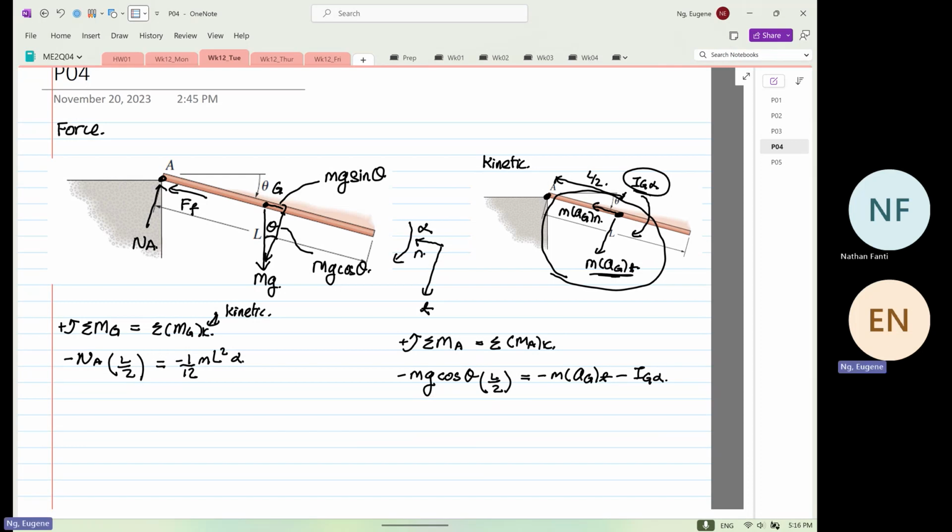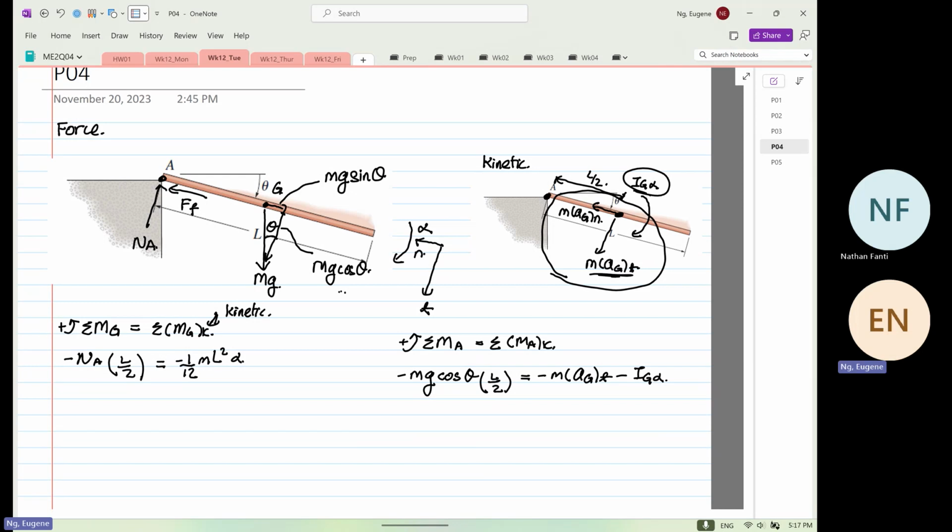Okay, so if you take from A, you have to consider the mg cos theta. But the fact that I took from G, okay, I only need to consider NA. And over on the right-hand side, the kinetic, I only need to consider the IG alpha. Both answers, I hope, will be the same. Okay. So now, from here, let's focus on the left-hand side. Later on, if we have time, we do the right-hand side.